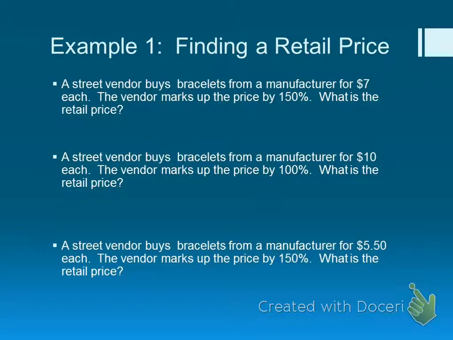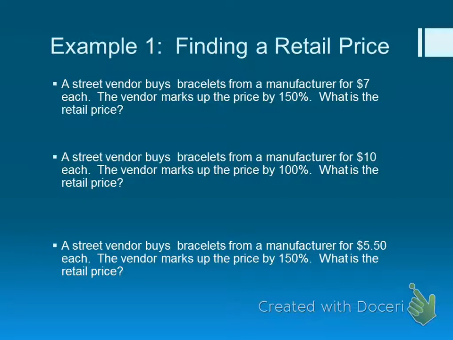All right, so let's look at another example, okay? Let's just look at the very first one. A street vendor, no, we already did one that's kind of close to that. Well, that's fine. We'll do the first one. Street vendor buys bracelets from a manufacturer for $7 each. The vendor marks up the price by 150%. What is the retail price? Okay, so you're basically doing exactly what we just did, but I just want you to do one on your own. You only have to do the first one.